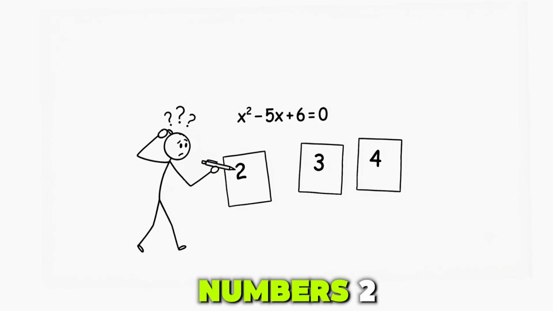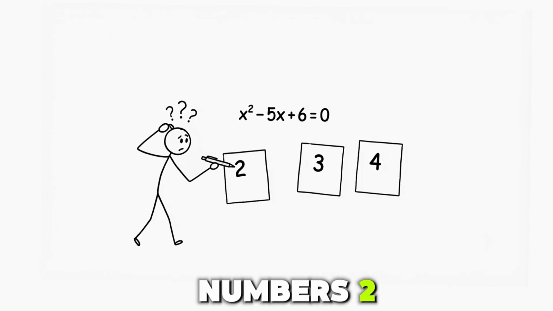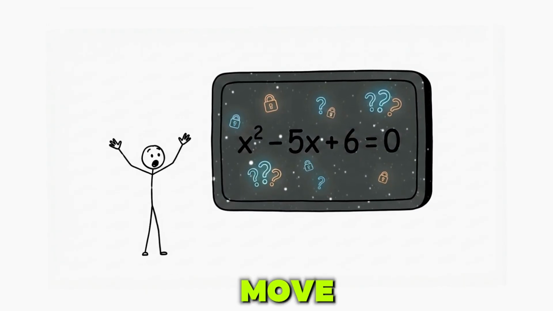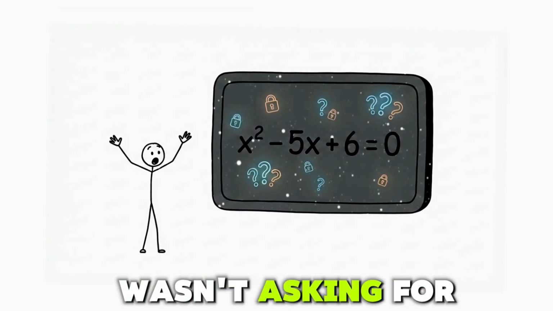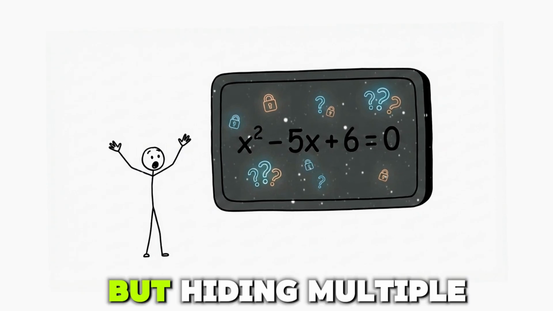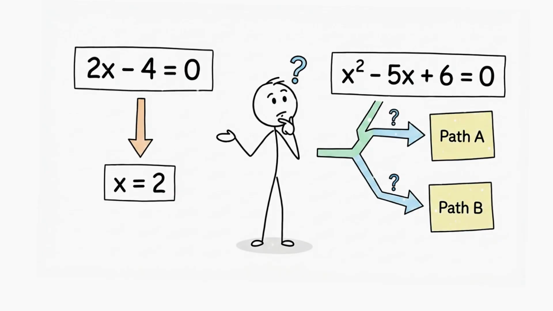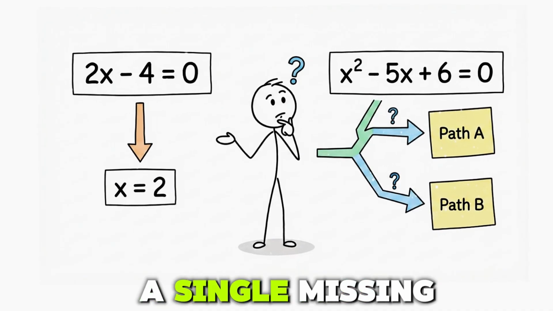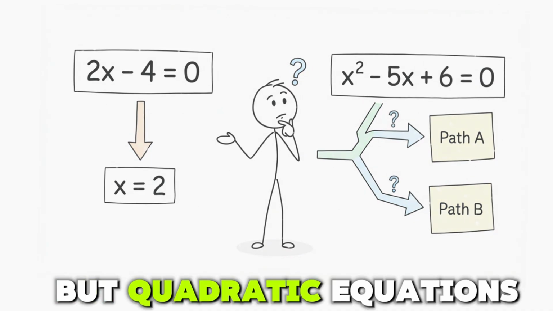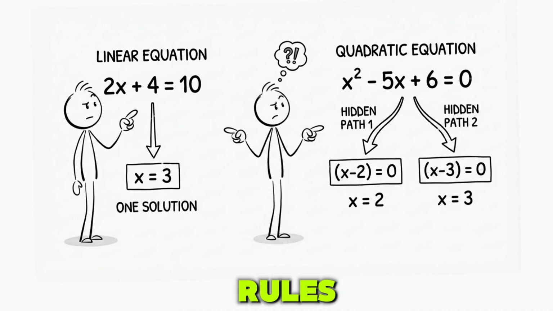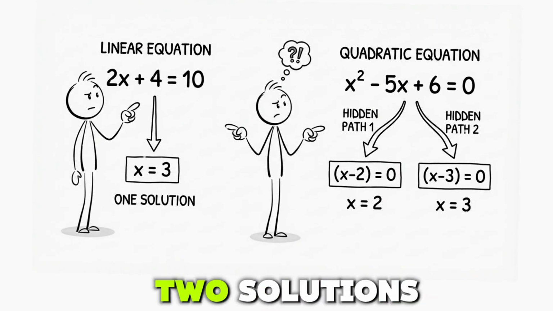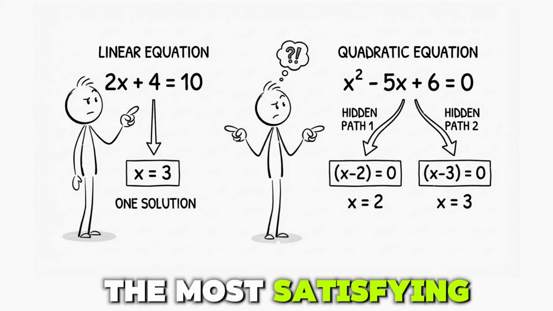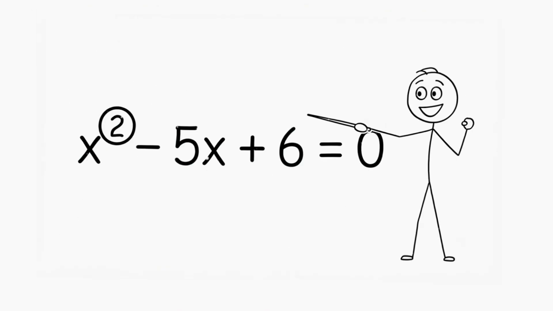He tried guessing numbers. 2, 3, 4. The door didn't move. It was as if the equation wasn't asking for one answer, but hiding multiple secrets. That was the first clue. Most equations ask for a single missing value, but quadratic equations play by different rules. They often hide two solutions, and discovering why turns out to be one of the most satisfying mysteries in mathematics.